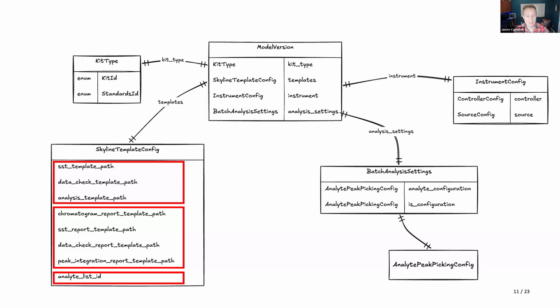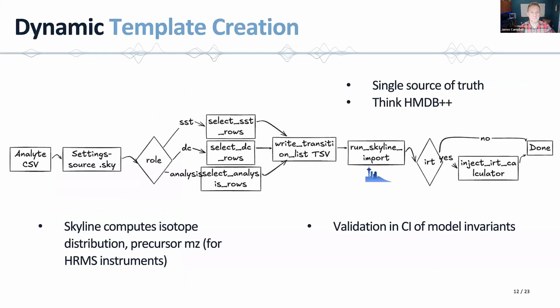We build that out of three different components. First is the analyte list. I'll talk about that in a second. And then we use a lot of custom reports and then Skyline files. I want to talk about how we build those. We do that dynamically for each particular model version. So a combination of all of those parameters get stitched together in order to build a custom template ready for a specific project.